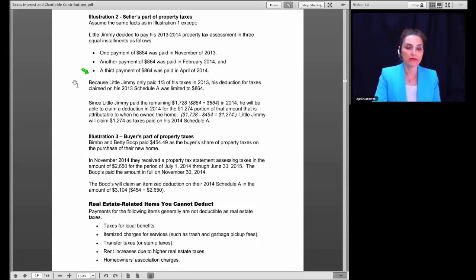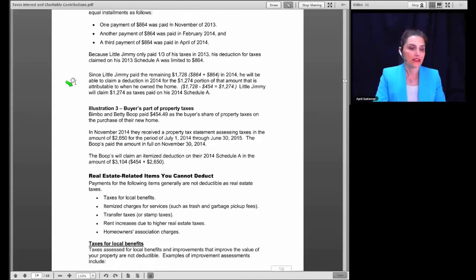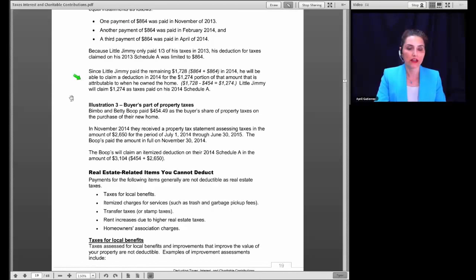Now, because little Jimmy paid only 1/3 of his taxes in 2013, the deduction that he claimed on his 2013 Schedule A would have been limited to that 1/3 amount, or $864. And since little Jimmy paid the remaining amounts of $864 for February and $864 for April in 2014, that remaining $1,728 will be deductible to him in 2014, but not in full.